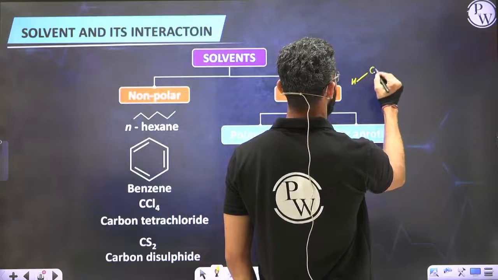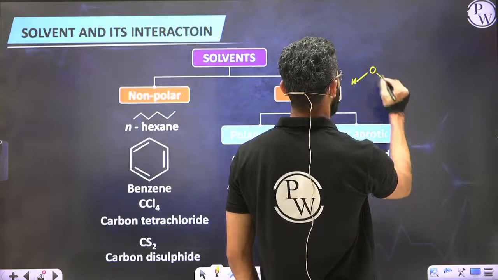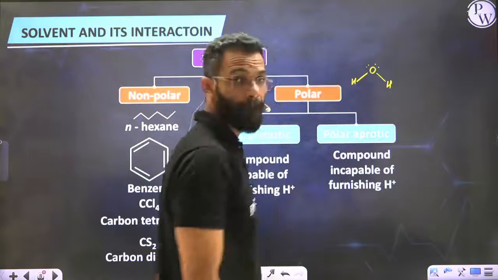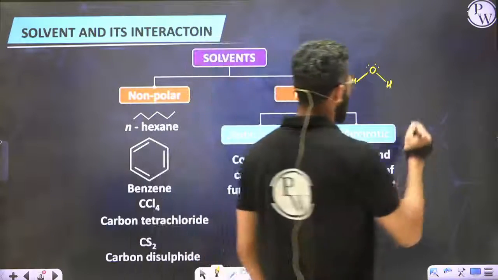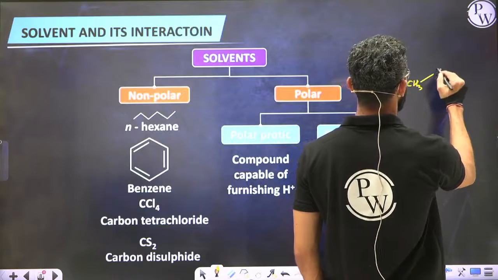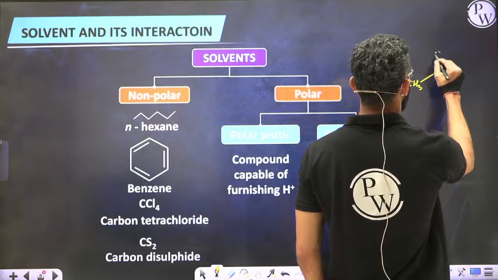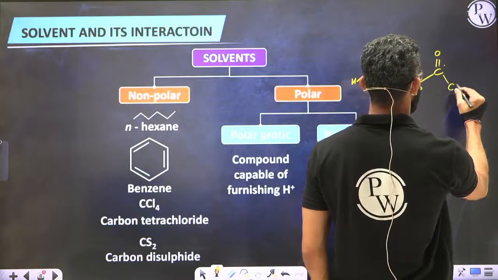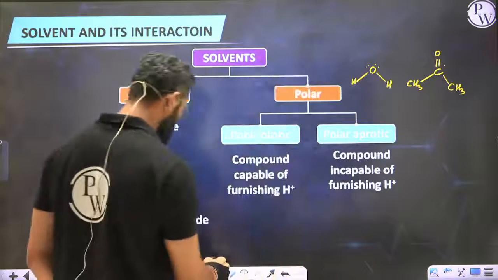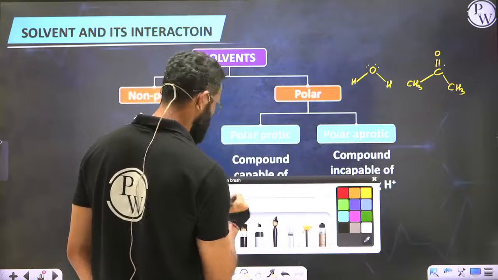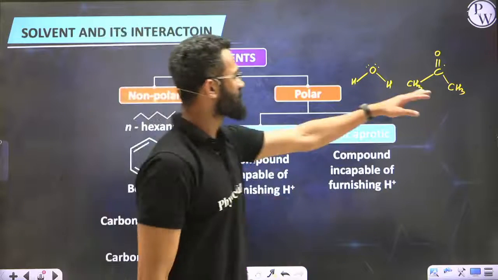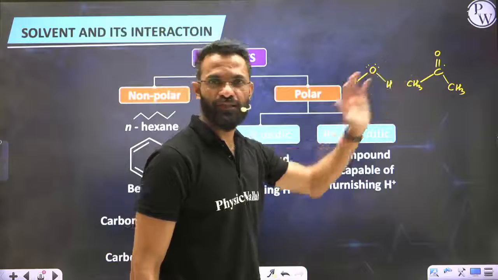So that's how we represent water, where oxygen will be carrying two lone pairs on it. Likewise, let me just take one more example, acetone, CH3, C double bond O and CH3. Okay guys, now what I want you all to look at is, well, acetone and water is very commonly used as a solvent.